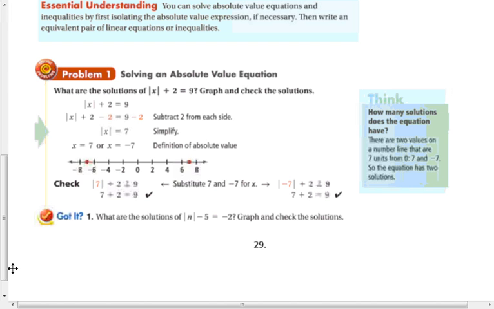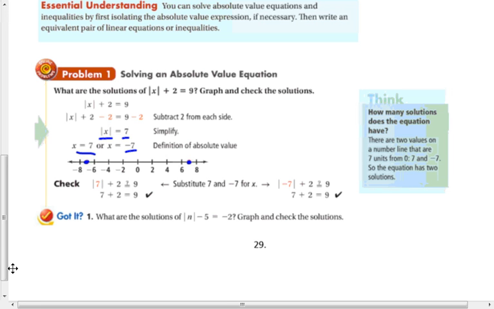Here's an example. What are the solutions of the absolute value of x plus 2 equals 9? Check and graph the solutions. All right, so the first thing we're going to do is subtract 2 from both sides. Then we end up with the absolute value of x equals 7. And right when we get that, we're saying to ourselves, what numbers are 7 units from 0? And there's 2 of them. There's positive 7 and -7, both 7 units from 0. And this is how you graph it. Just put a dot where those are on the number line.